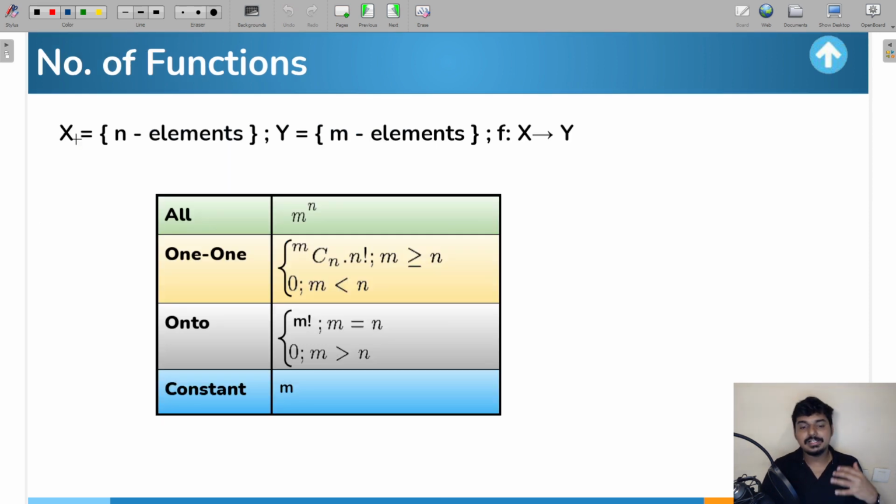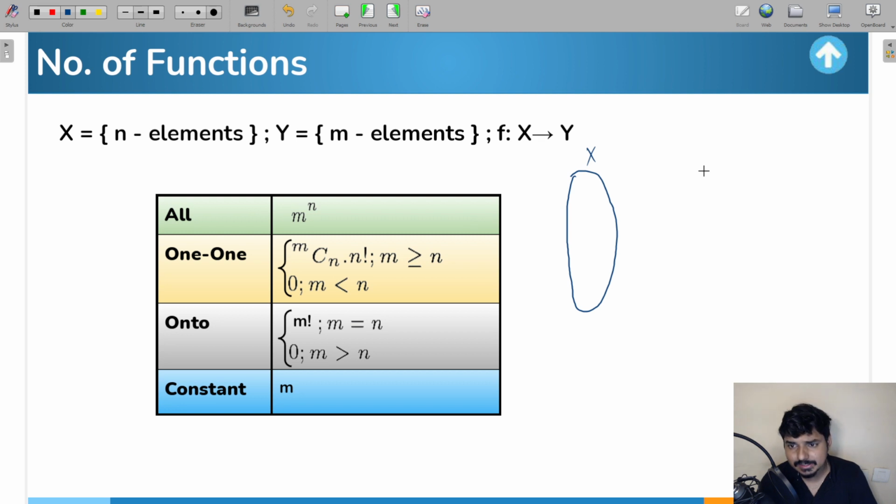Okay, now let us start understanding the concept of number of functions, how to calculate the number of functions. Let us say two Venn diagrams are given. Let us say this is the Venn diagram representing the set x, and this is another Venn diagram representing the set y. Now in set x there are n elements, let us say 1, 2, 3, and so on. In set y there are m elements, so 1, 2, 3, and so on.